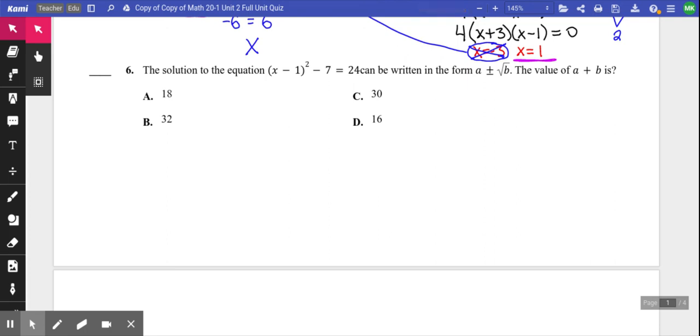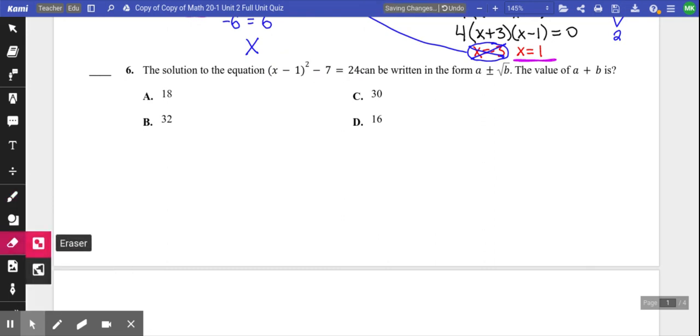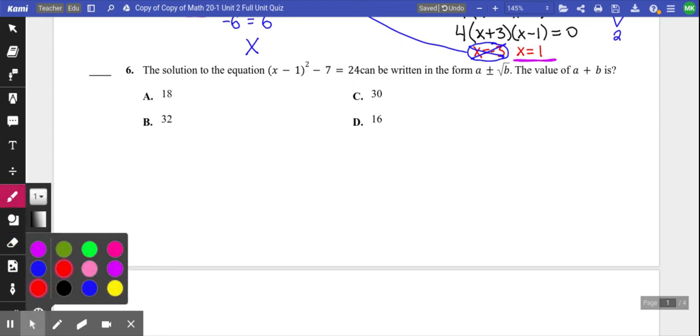What I want to recognize is this is essentially what I get after I do the box method. Notice that I have a binomial squared and then all constants. That means I can solve this thing by just square rooting both sides. But before I can square root both sides, I need to move that 7 over so that it is isolated.